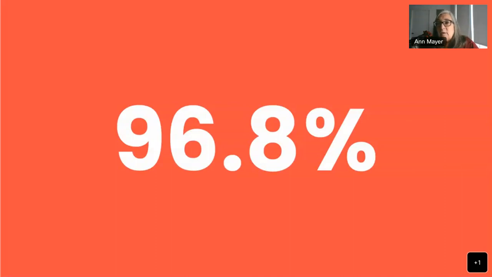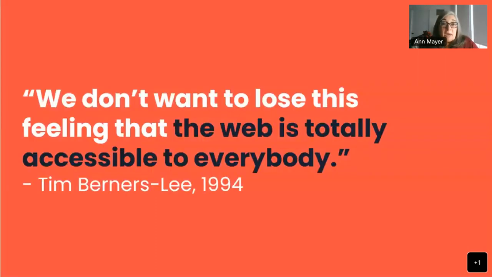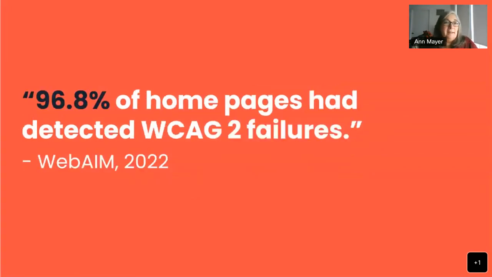Now, homepages are the front doors to your sites. So if your homepage isn't accessible, your whole site won't be. And note that they say detected failures. Those are just the failures that can be captured by automated testing. Usually manual testing uncovers additional problems that automated testing doesn't find. So in 1994, Tim Berners-Lee, who's basically the godfather of the internet, told this consortium of web developers that we don't want to lose this feeling that the web is totally accessible to everybody. And clearly, 96.8% of homepages had detected WCAG 2 failures. We failed his vision pretty hard.